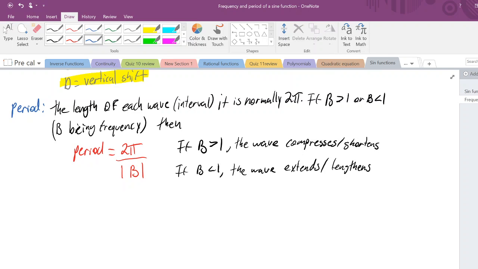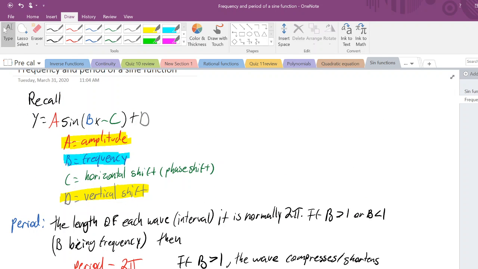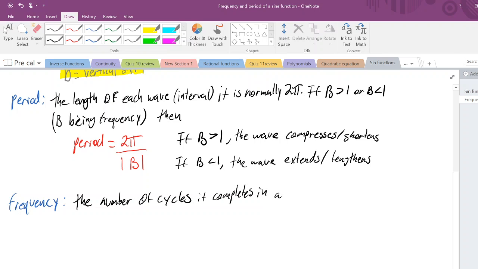Like I said, whenever you think about frequency, because in this equation they're not talking to you about the period, they're talking about frequency, but you need to know, and I'm going to show you why, what the period is. So frequency is the number of cycles it completes in a given interval.